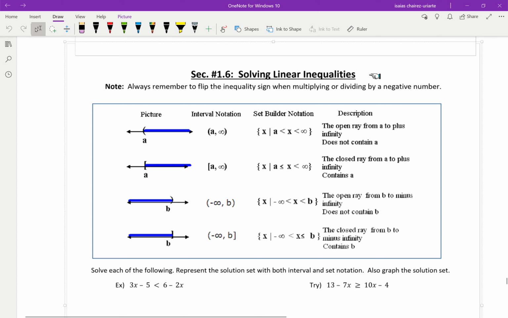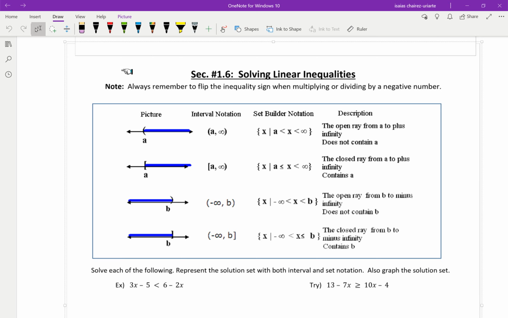Alright, this is 1.6. In 1.6 we're going to be dealing with inequalities. Also, interval notation is going to come in handy for this section, so do freshen up on interval notation because we're going to be using it.